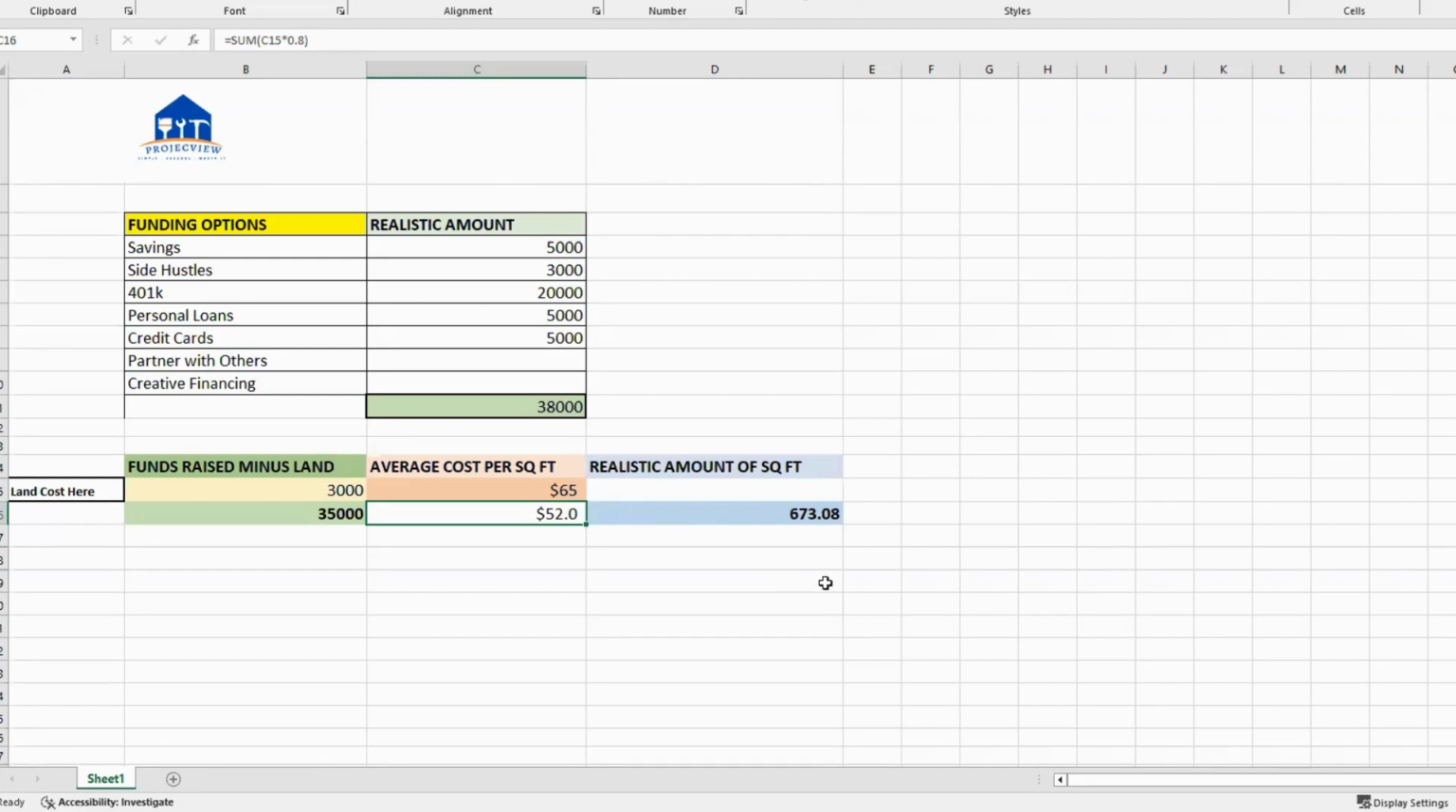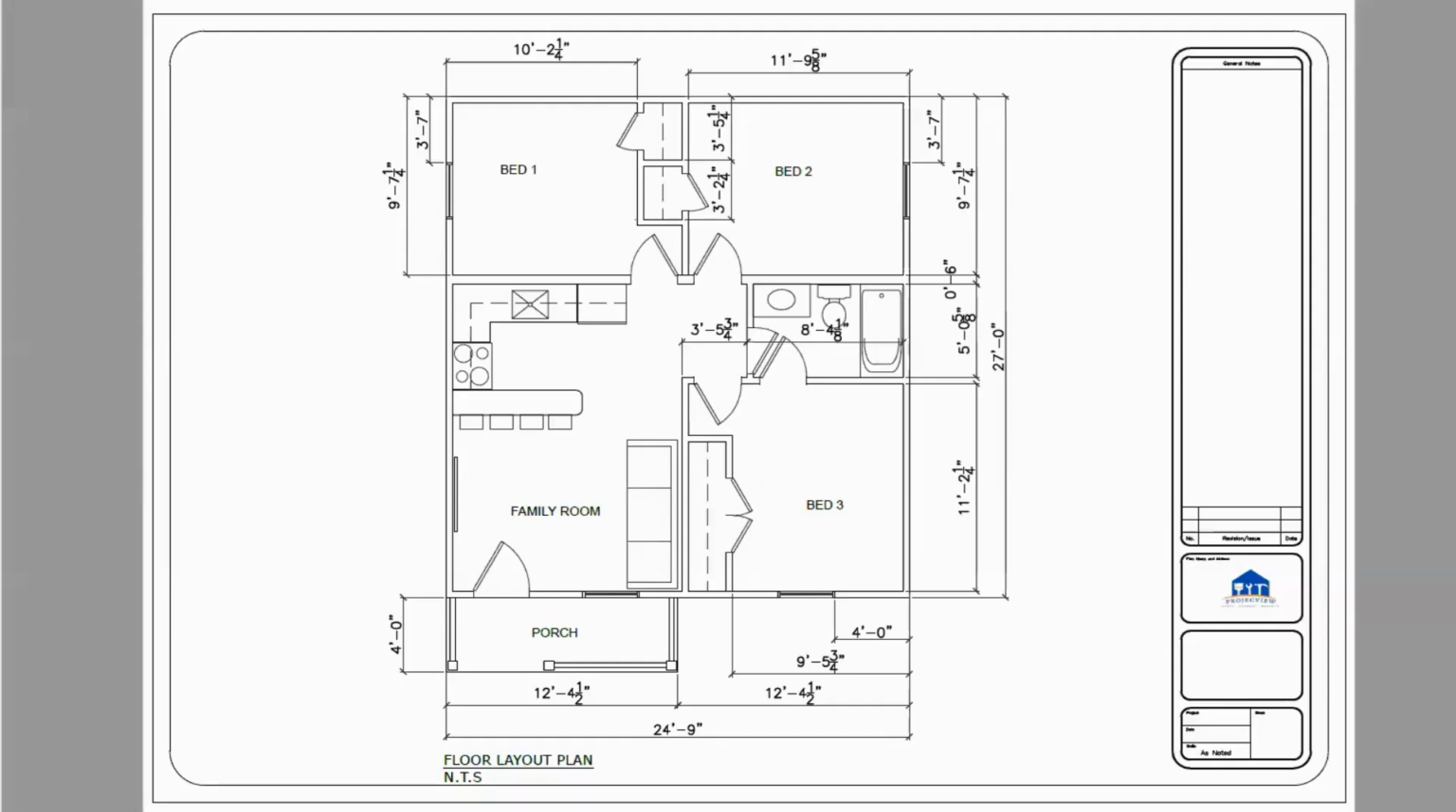So now, with all of these things plugged into our handy dandy Excel spreadsheet, we know that we can build a building right around 673 square feet. Because I have a building that's 670 square feet, we're going to use that for this exercise. And it is a 3-bedroom, 1-bath unit.